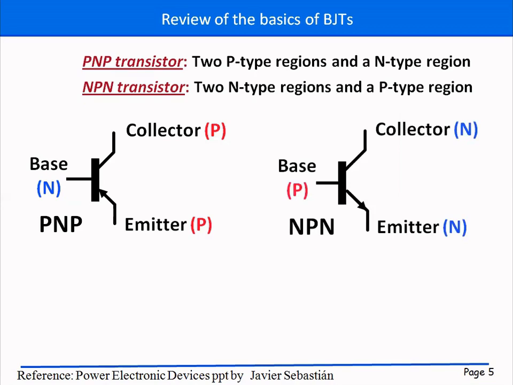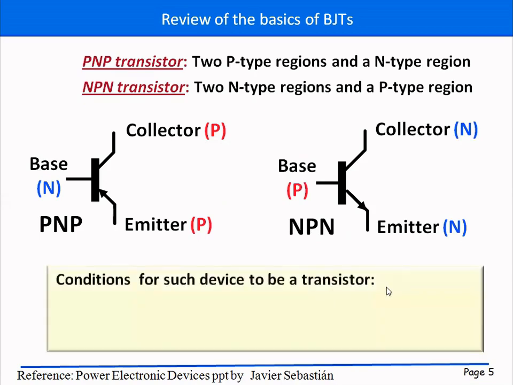Similarly, there is the other type of transistor, the NPN transistor, which consists of two N layers, that is, the emitter layer is N type and the collector layer is N type semiconductor, and the base is P type semiconductor.